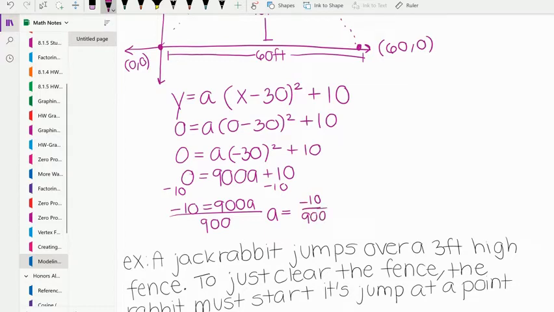So we could turn that into a decimal, or we could also simplify it more. Both are divisible by 10, so we can change this to negative 1 over 90. So then our final equation will be y equals negative 1 over 90, and then (x minus 30) squared plus 10.